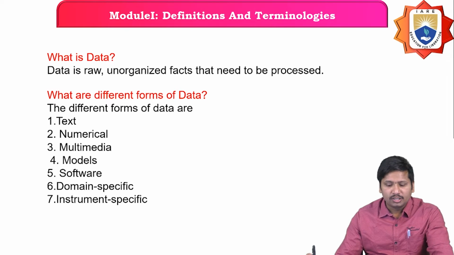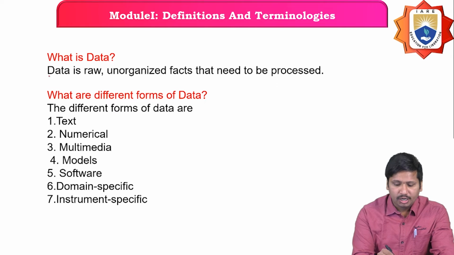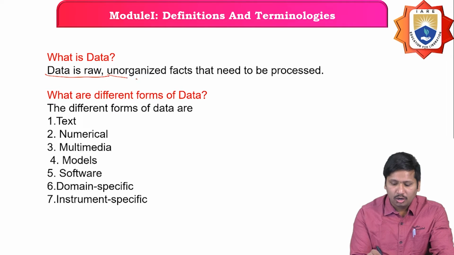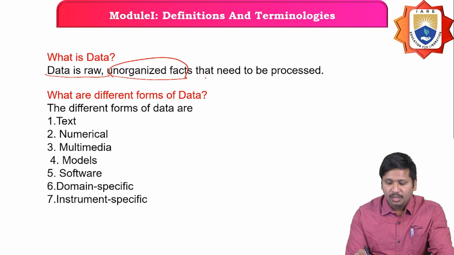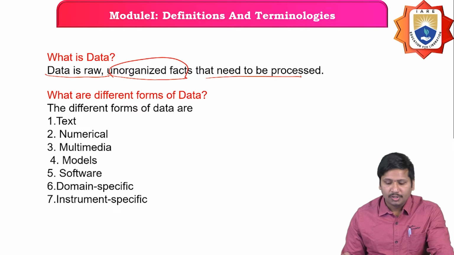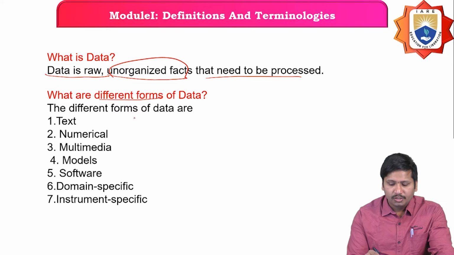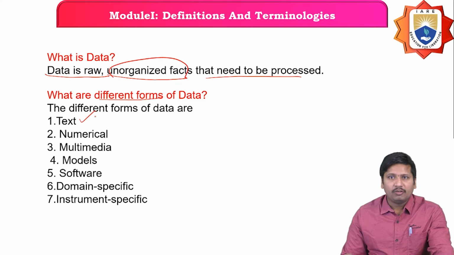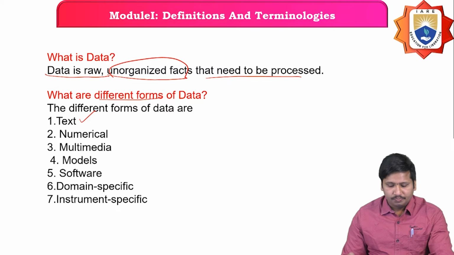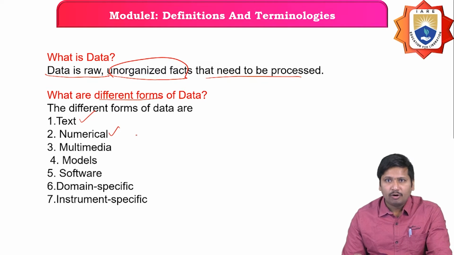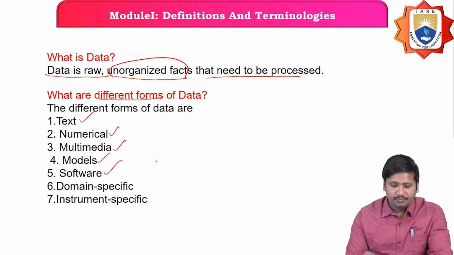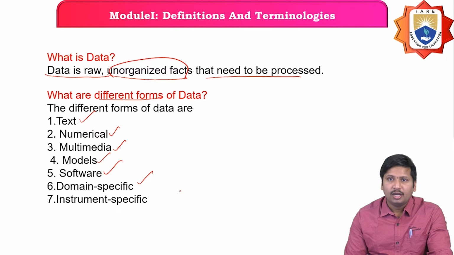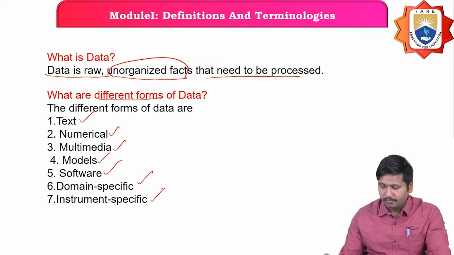So the very first thing is: what is data? Data is raw and unorganized facts that need to be processed. What are the different forms of data? The data may be in the form of text, numerical, or multimedia data. It can also be model data, software data, domain specific data, and instrument specific data.